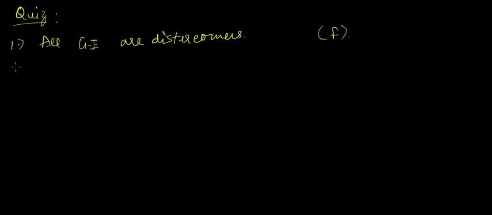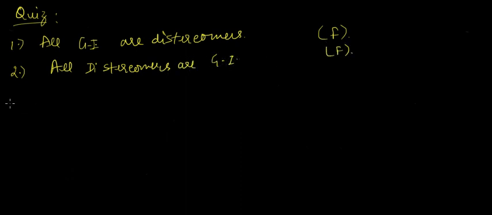The quiz part is you just have to tell whether the statement is true or false. The first statement is: all geometrical isomers are diastereomers. So is this statement true or false? All geometrical isomers are diastereomers. False. Okay. All diastereomers are geometrical isomers. This is again false.